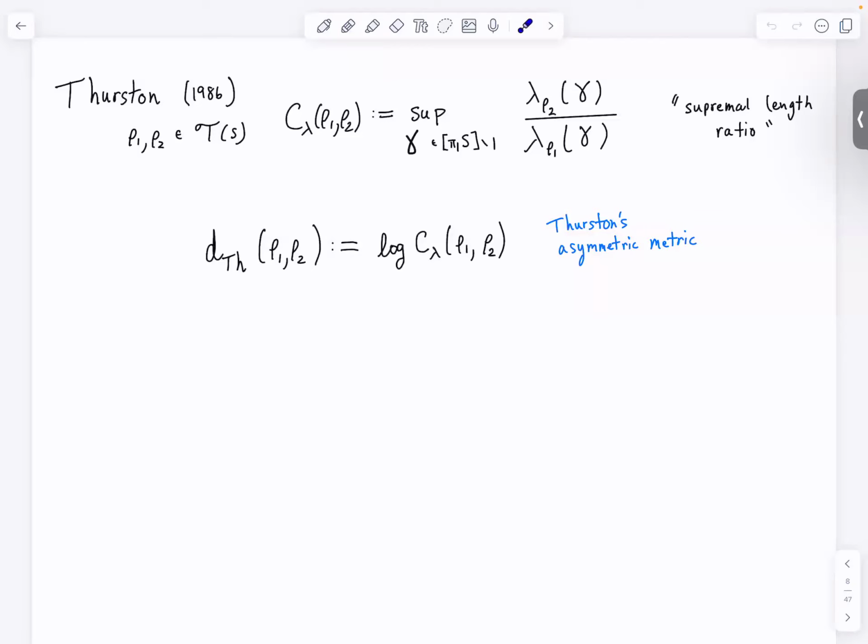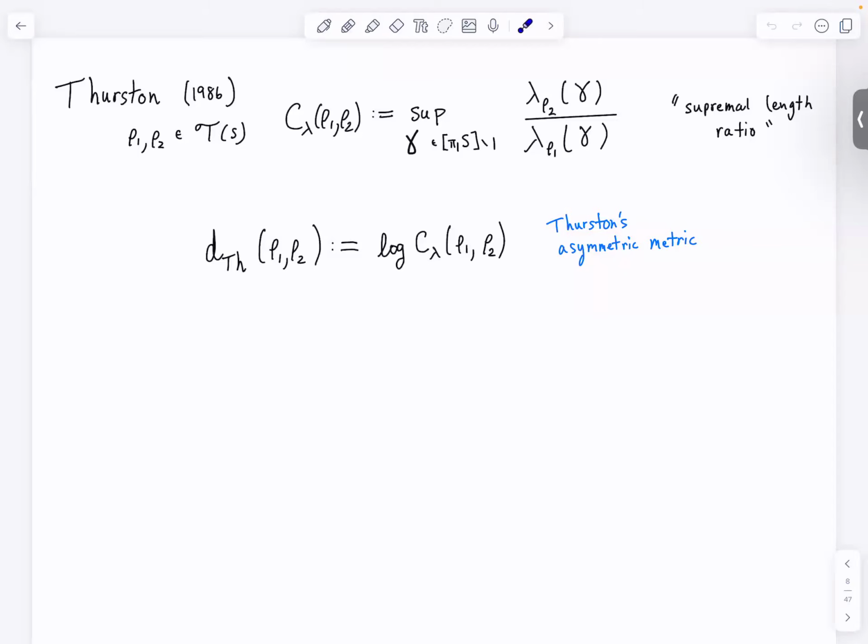Other questions? Yeah. S is closed right now. Yeah, that's right. There's a story here when S is not closed, like maybe S has punctures or has convex co-compact ends. Let's not think about that right now.